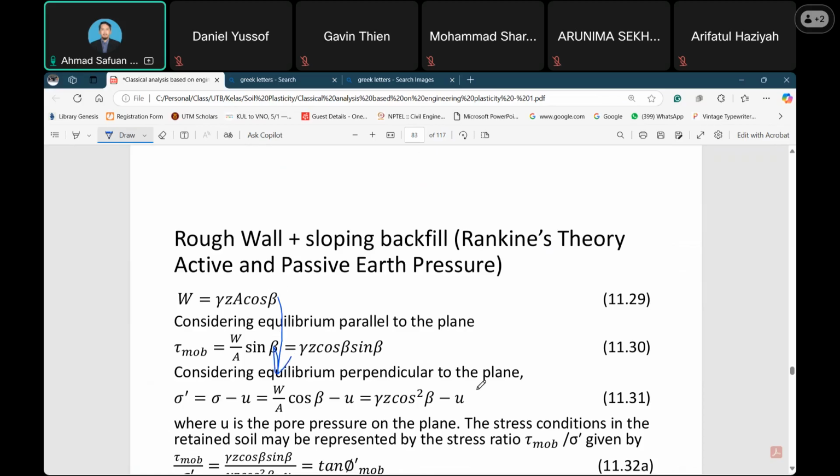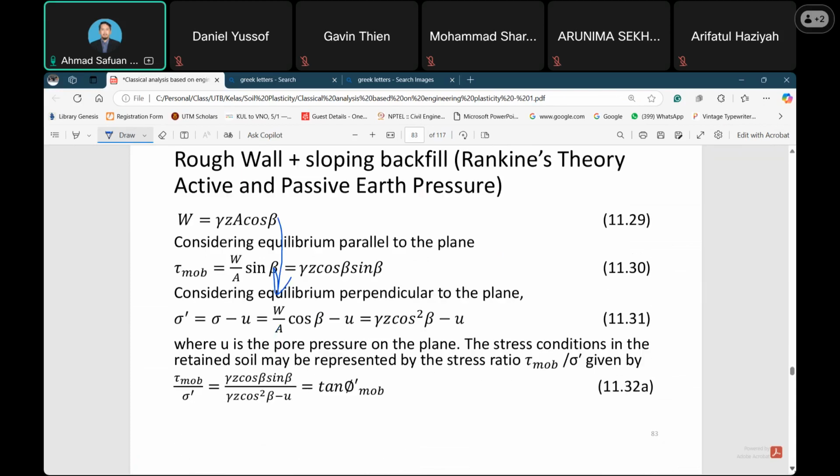So then we obtain gamma Z cos square beta minus W, where U is the pore water pressure of the plane. If the water is far, there will be no issue of the U. So the stress condition in the retained soil may be represented by the stress ratio, tau mobilized over effective stress. Okay, so then we obtain the tan phi mobilized value.